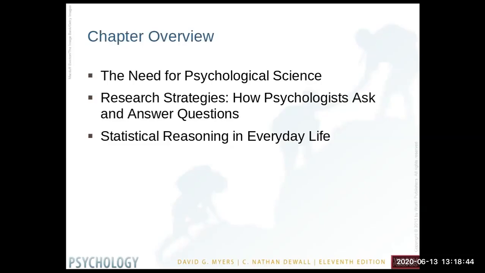So what I'll do for this chapter is I will go over the need for psychological science today, and then I'll go through 2 of the 3 research strategies. And then when we get to the actual experiments, that's when I'll start that and statistical reasoning as the second part of this lecture.